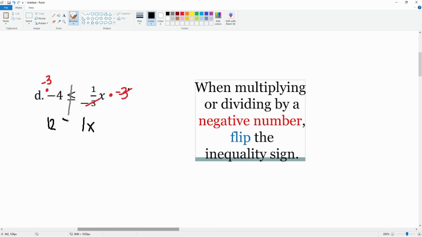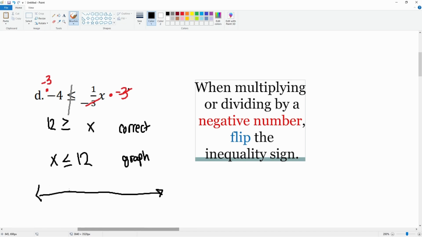This symbol does change because, again, you're multiplying by a negative number. No one writes this 1, though. So this is the correct answer. And if you want to graph it, the letter should be on the left. We change all the symbols, so x is actually less than or equal to 12. Here's the number line, here's 0, here's 12. We close it here, and x is less than that, so it's everything to the left.